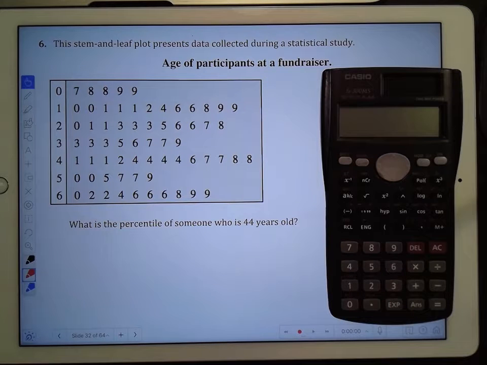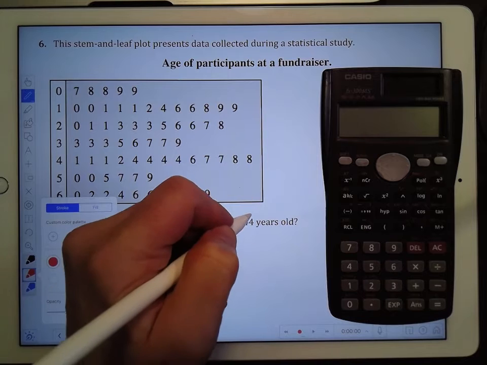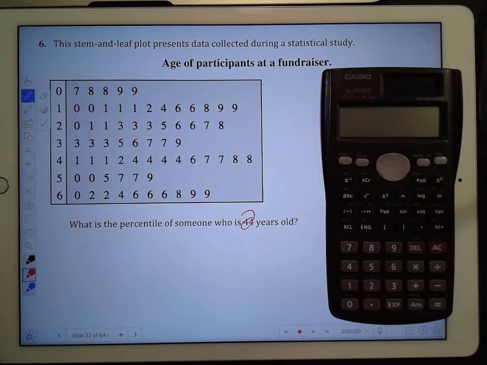Hey guys, we're looking at percentile again. This is question number 6, and we're working percentile with a stem and leaf plot, and we've seen a few of these now. This stem and leaf plot presents data collected during a statistical study. We're looking at the age of participants at a particular fundraiser, and we want to know what is the percentile of someone who is 44 years old. So our target value is right there, someone who's 44.